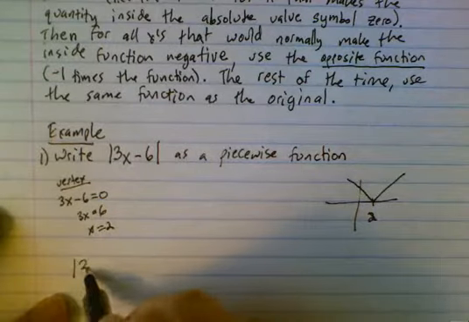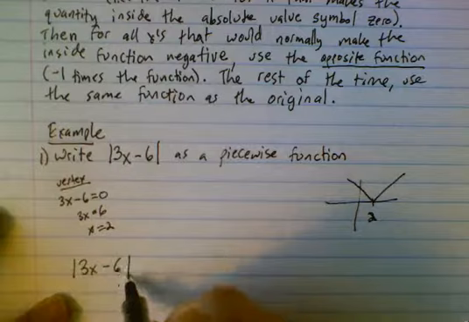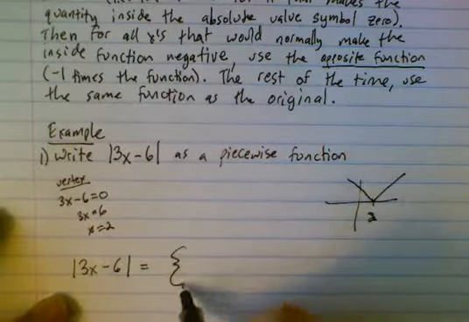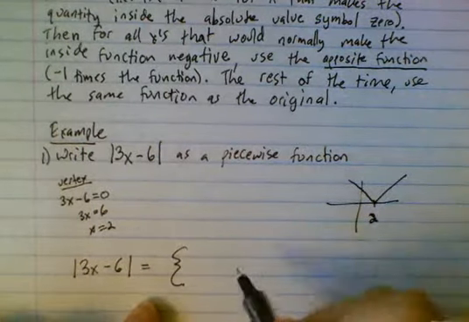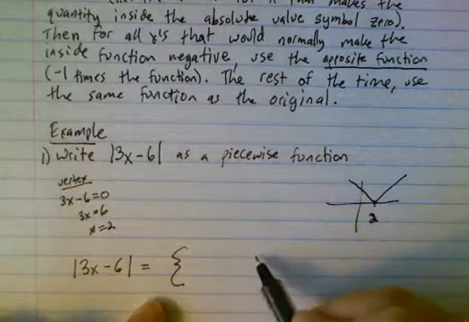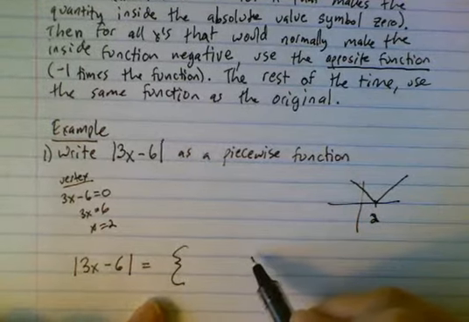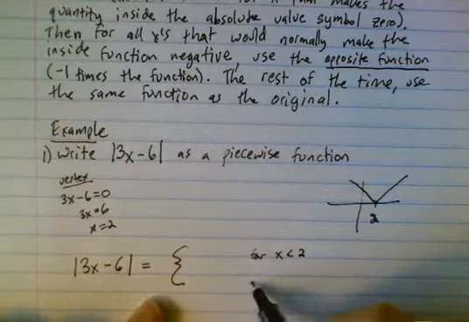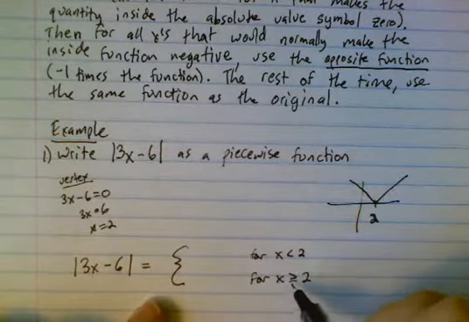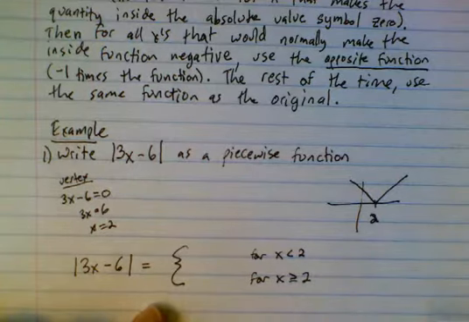So, the absolute value of 3x minus 6 can also be written like this. We're going to find this number where the vertex is, so this is 2. So our top piece is going to be for x is less than 2. Our bottom piece is for x is greater than or equal to 2. Again, the equal sign can go in either place. Let's put it down here for convenience.